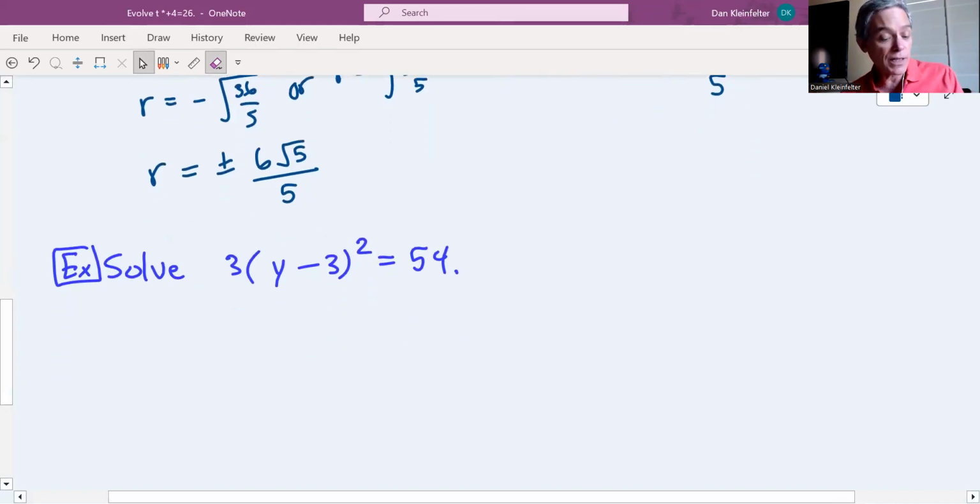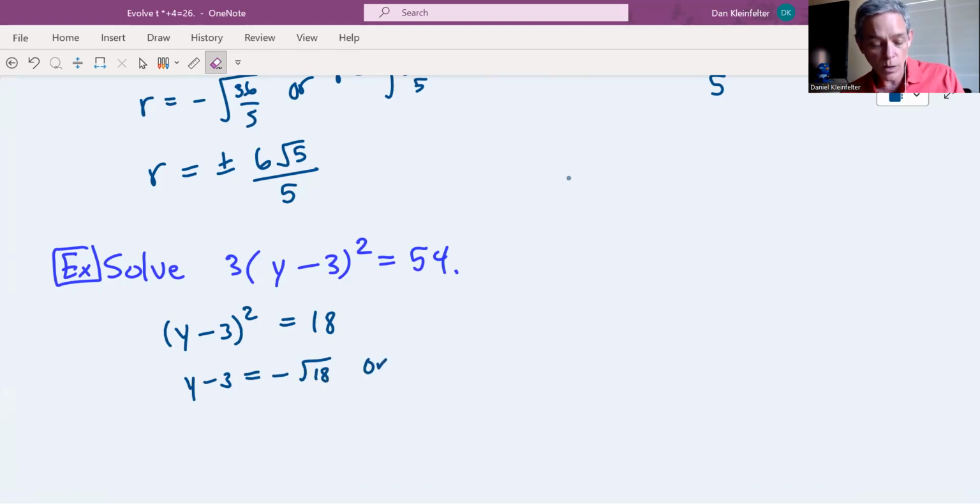All right, so here, my first step to get the squared part isolated would be to divide both sides by 3. So we'll have (y minus 3) squared equals 54 divided by 3, which is 18. So (y minus 3) squared is 18. That means that y minus 3 is minus root 18, or y minus 3 is plus root 18.